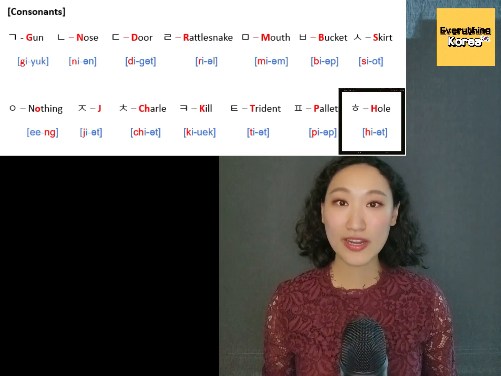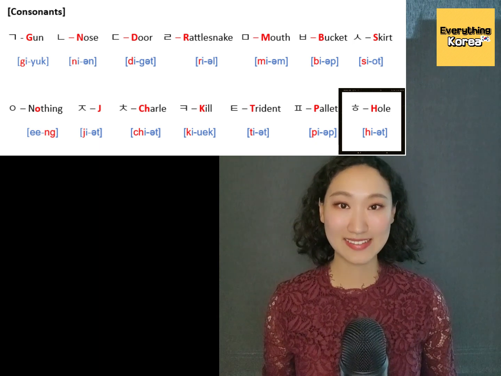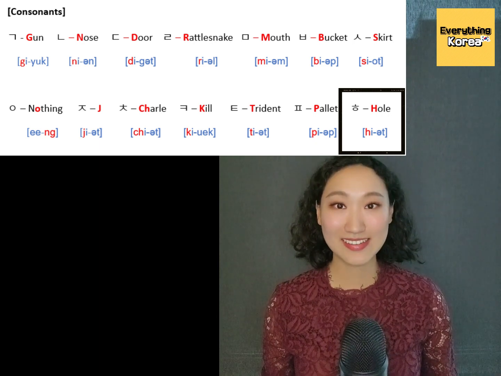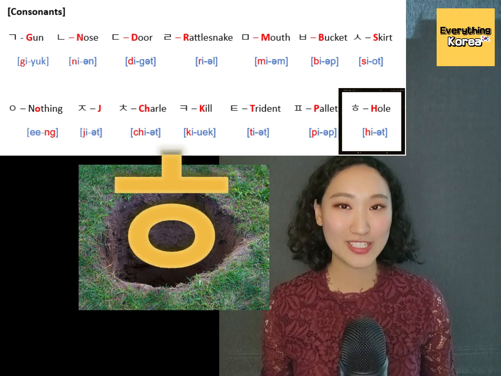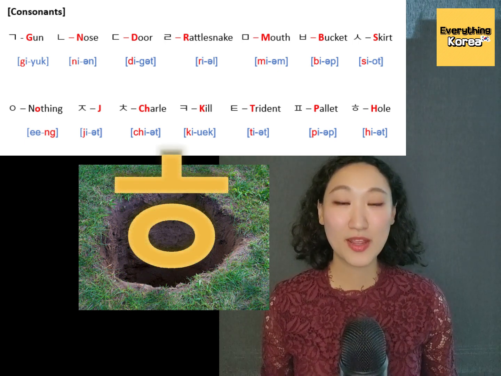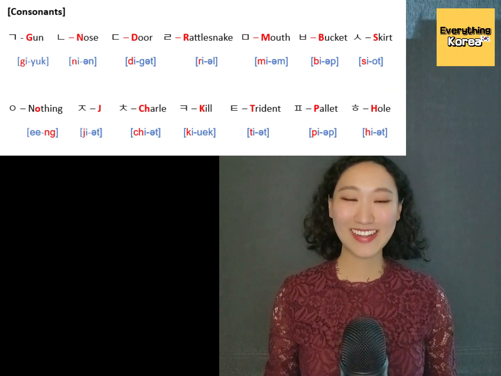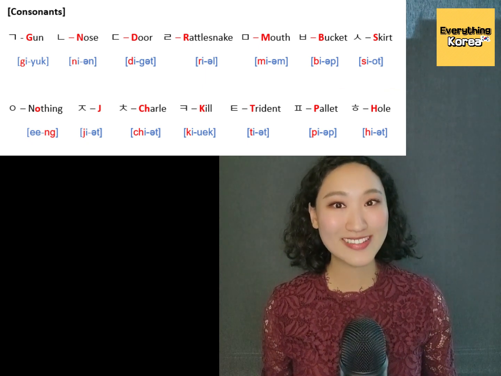The last one is 히읗. Looks like a hole. So remember the H sound. We're done with the consonants. Let's move on to the vowels.